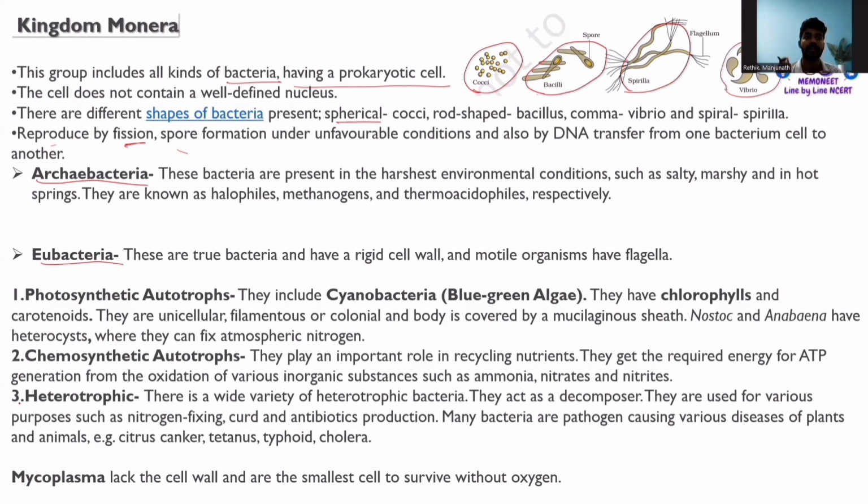When I'm talking about the archaebacteria, these bacteria are present in very harsh environmental conditions, such as salty marshes, and even in hot springs you can see them. These are places where we cannot imagine life could ever exist. They are also called halophiles, that means they are normally present in very salty conditions. Methanogens are the bacteria that normally exist in the gut region of cows and other animals. These methanogens are responsible for the production of methane gas.